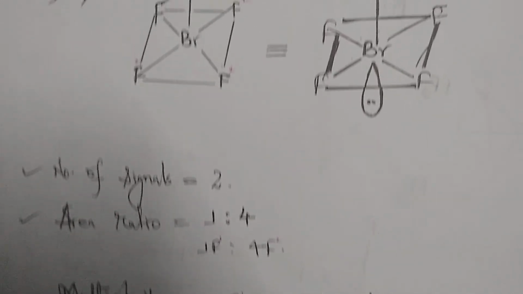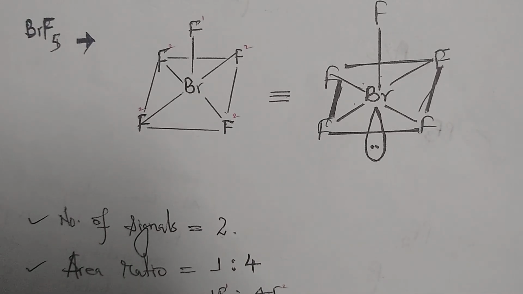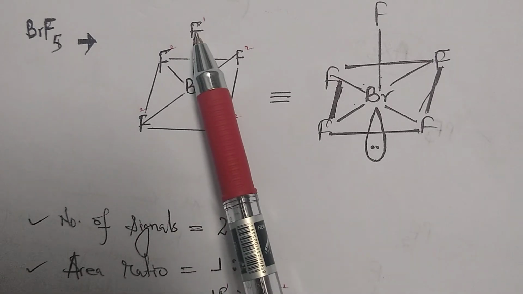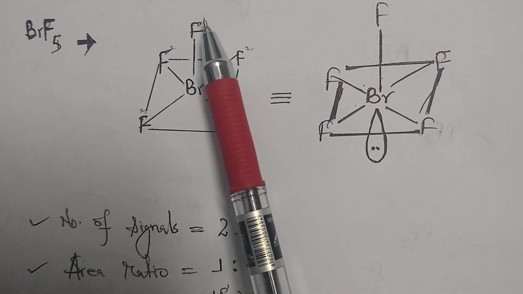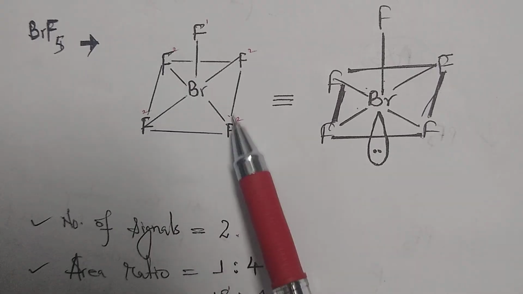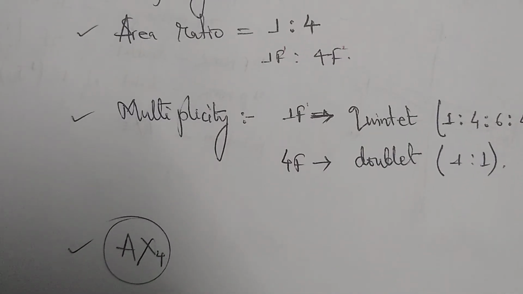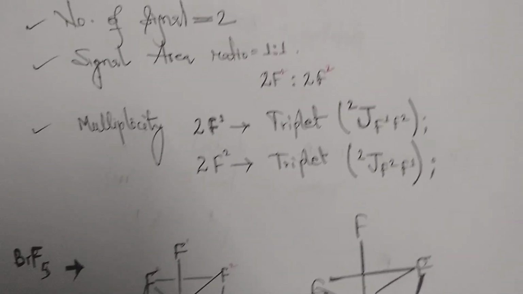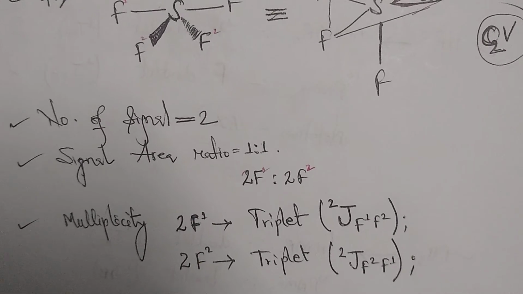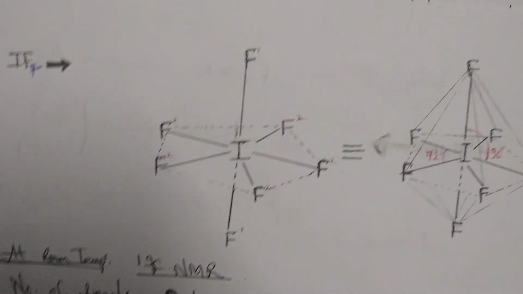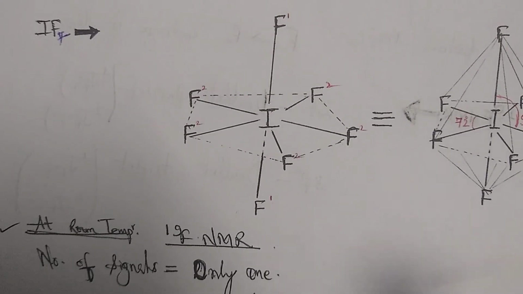With this, we have two different kinds of nuclear spin, that is fluorine, 1 fluorine of first kind and 4 fluorine of second kind. So we'll get the Pople notation as AX4. Now along with this, we will consider another example, that is IF7.